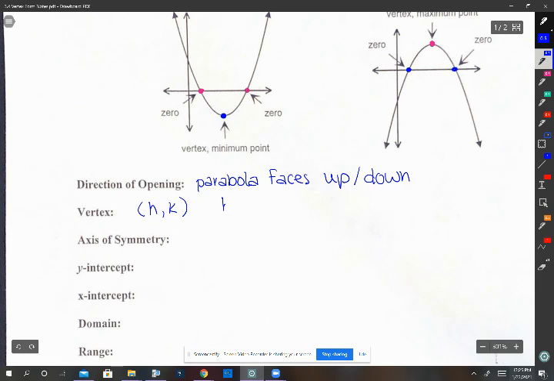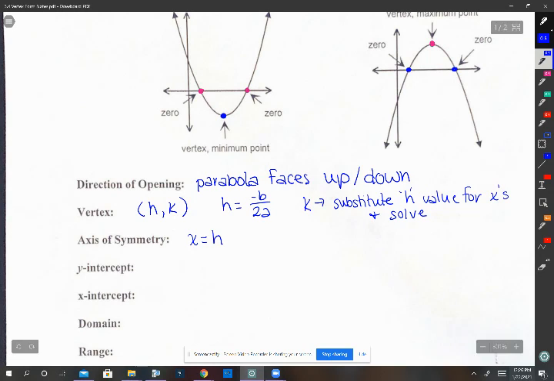And again, we can either solve for h. So h is equal to negative b over 2a. And then to find the k, remember we substitute the h value in for the x's and solve. And then remember your axis of symmetry is x is equal to h.